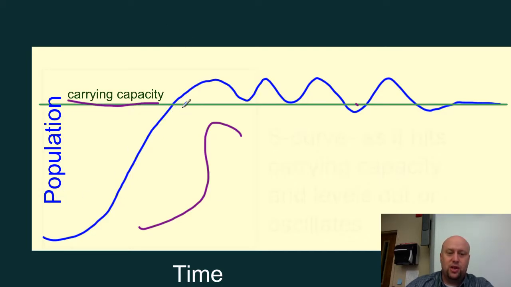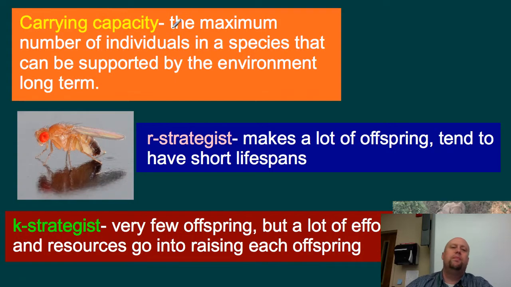Once the population reaches this green line here, it can go above it temporarily, but then it's going to eventually fall back down to it. And eventually it's going to level off to a nice even point here at the carrying capacity, because that's the maximum amount that it can hold. So that maximum amount is the carrying capacity.